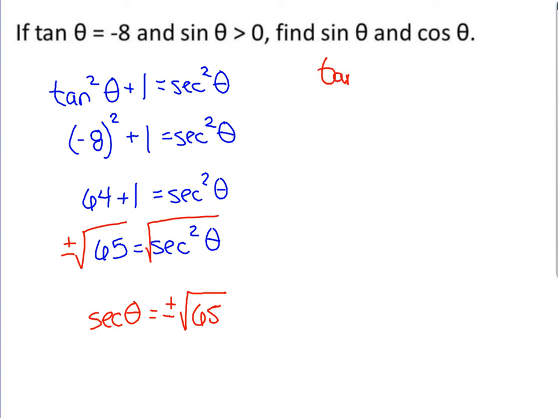Now we need to remember that tangent is sine over cosine. Our tangent value is negative, so that means either our numerator had to have been negative or our denominator had to be negative. They tell us that the sine has to be positive, so that means our cosine is negative. Now if you remember, secant is the reciprocal of cosine, and if cosine has to be negative, that means our secant also has to be negative.